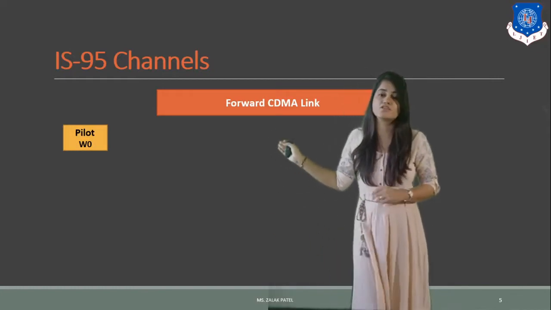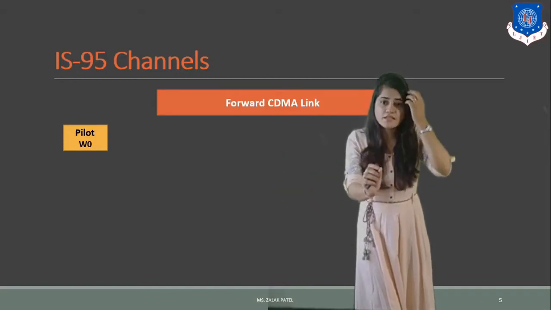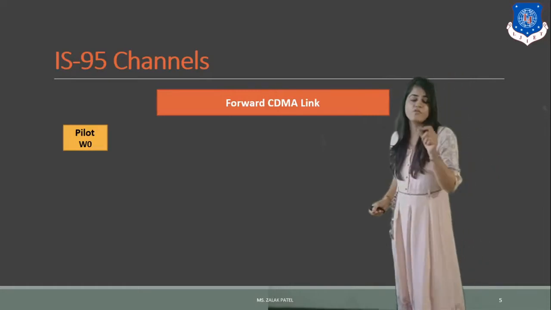The first one is the pilot channel. The pilot channel is associated with W0. Now what is this W0? W0 is the Walsh code that is generated for the CDMA.